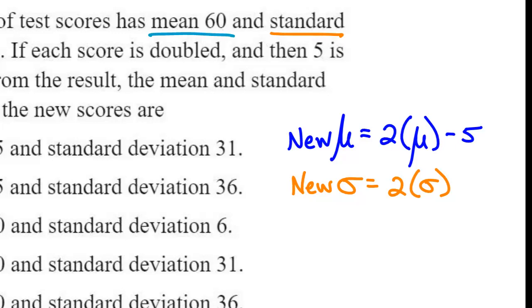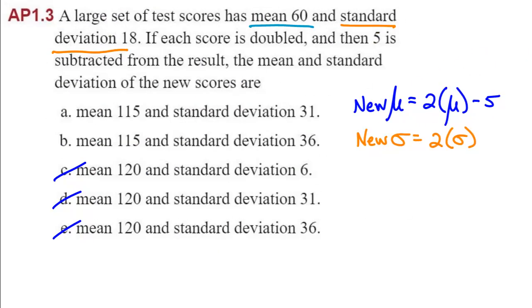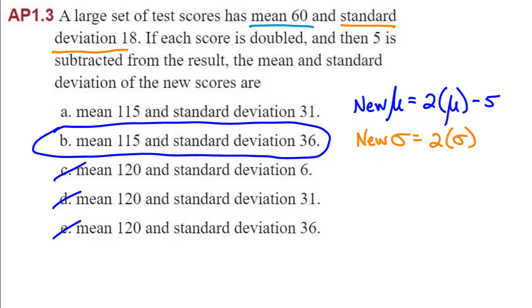So we would do 60 times 2, so 120 minus 5, so 115. And then standard deviation of 18, that would be 36. I would definitely be on the lookout for problems like this where you're transforming pieces. They will put the common mistake on there as an answer choice.